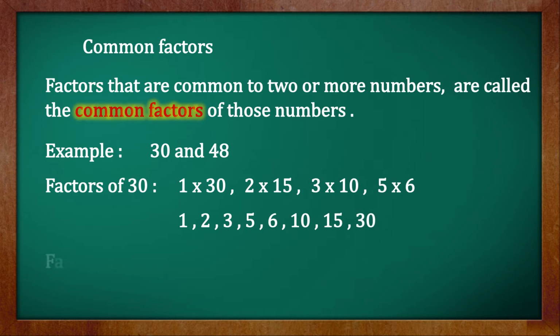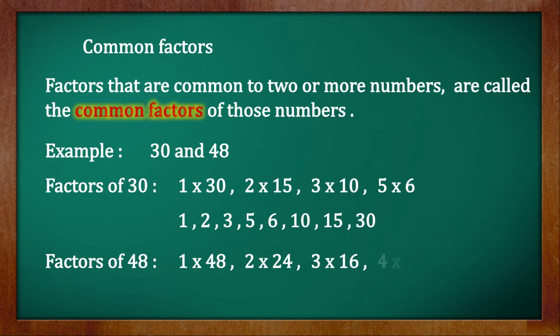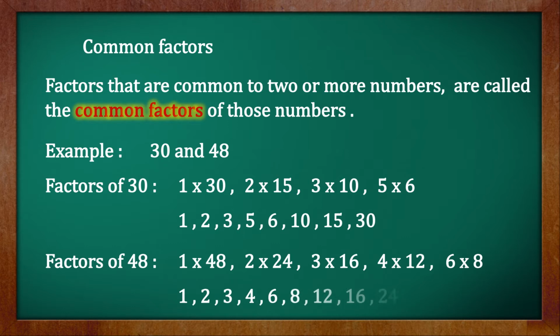In order to find the factors of 48, you will write the pairs of numbers that give 48 as their product. And they are 1 into 48, 2 into 24, 3 into 16, 4 into 12 and 6 into 8. Hence, the factors of 48 are 1, 2, 3, 4, 6, 8, 12, 16, 24 and 48.